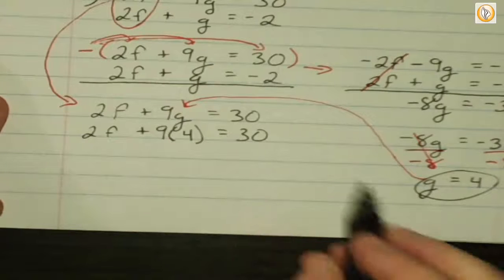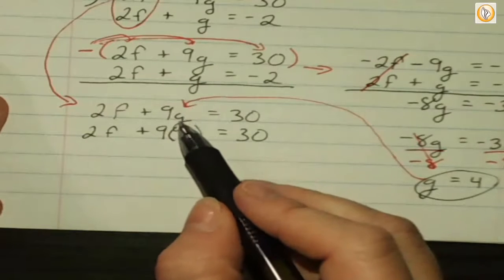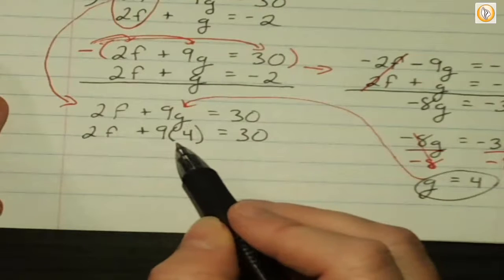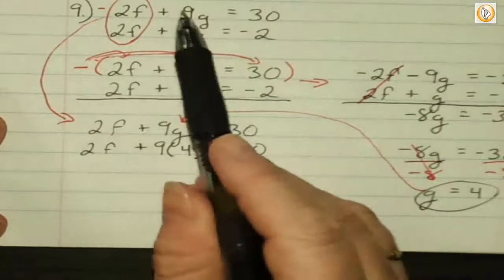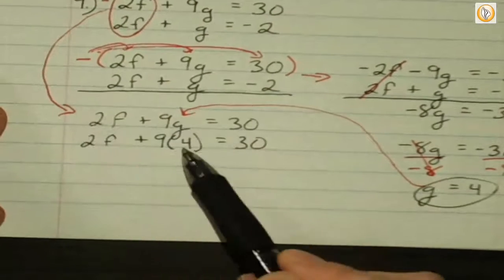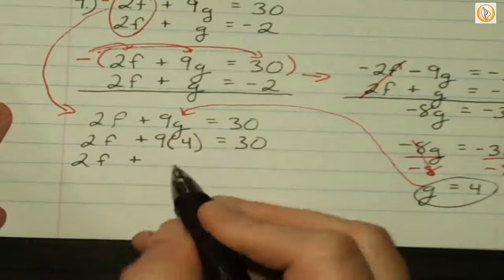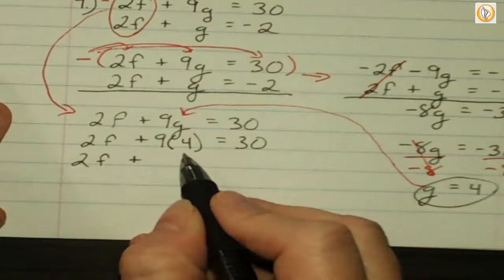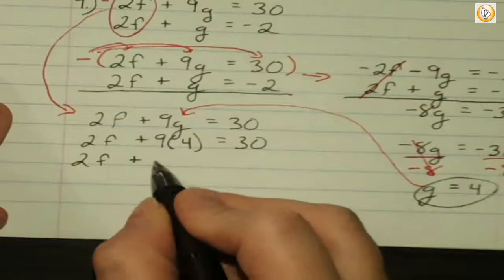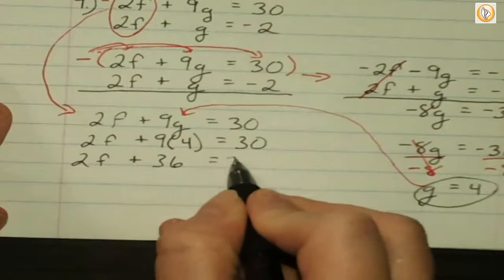Do y'all see that? We substituted the 4 into the G. They're being multiplied. Michael chose the first original equation. So I have 2F plus, what's 9 times 4, Olivia? 36. Very good. 36 equals 30.